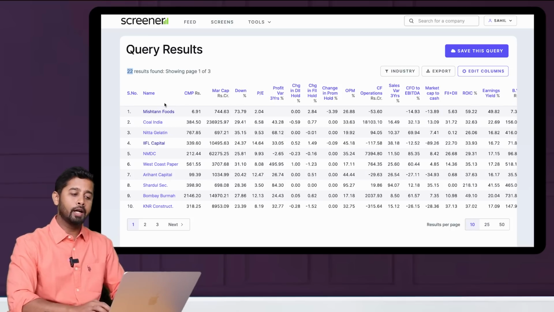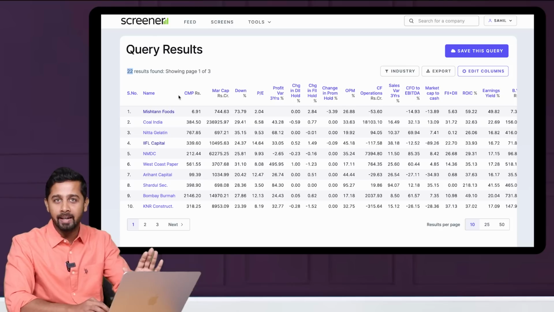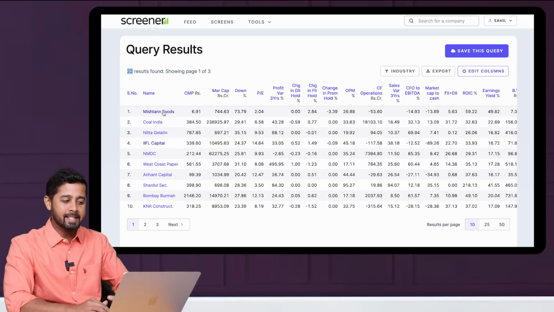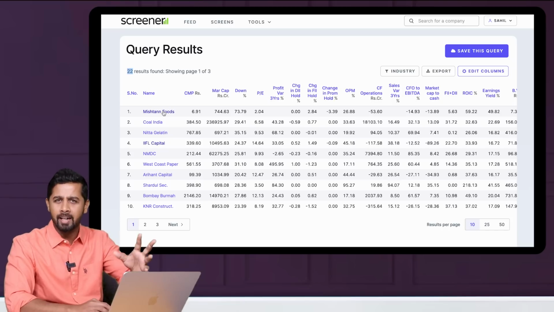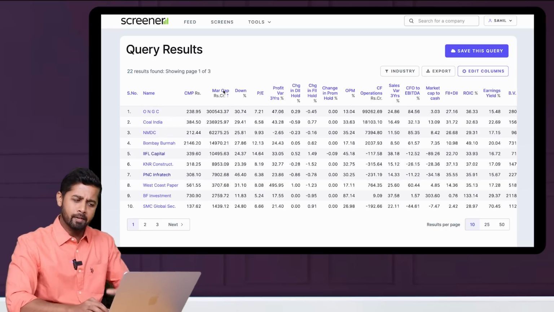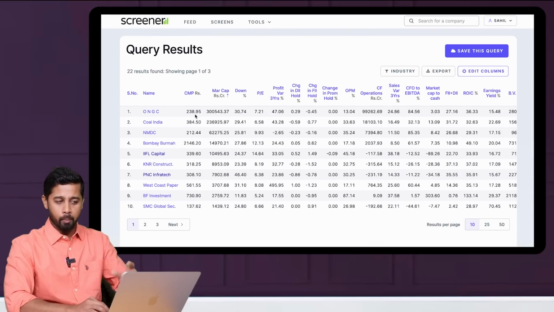Now quite interesting here, you again have names like Mishtan Food. Okay, so like I said, this is not a foolproof method. You sometimes end up with wrong companies as well, where the numbers are just, we have discussed Mishtan Food. Recently, SEBI has also taken action against them because they've manipulated their P&L. But the point is that, anyways, this gives you a good idea. Look, for example, at companies like ONGC, Coal India, NMDC, Bombay Burmah, right? So that is basically based on the magic formula.